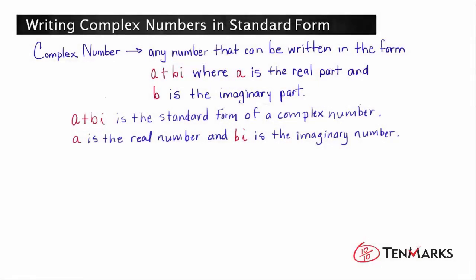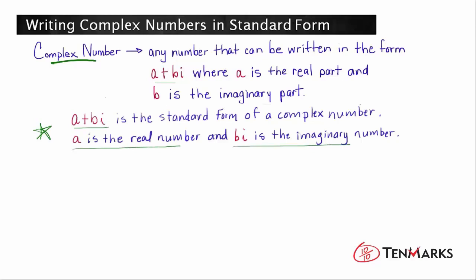In this lesson, you'll learn to write complex numbers in standard form. Remember that a complex number is any number that can be written in the form a plus bi, where a is the real part and b is the imaginary part. Now, in standard form, a complex number is written a plus bi. It's made of two numbers, a real number and an imaginary number. A is the real number and bi is the imaginary number.